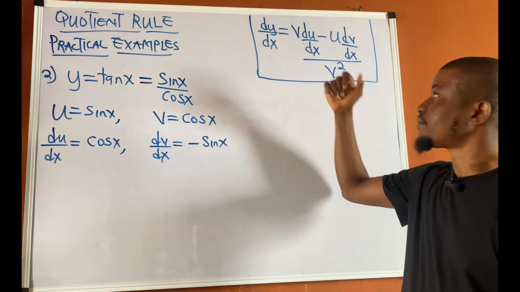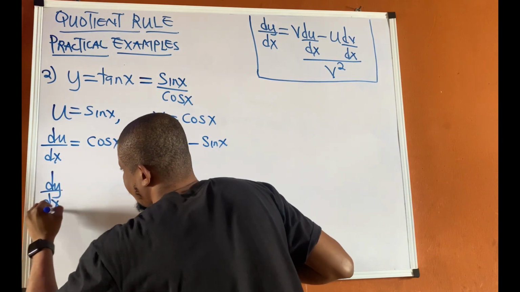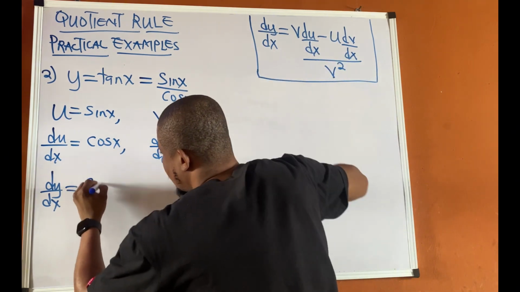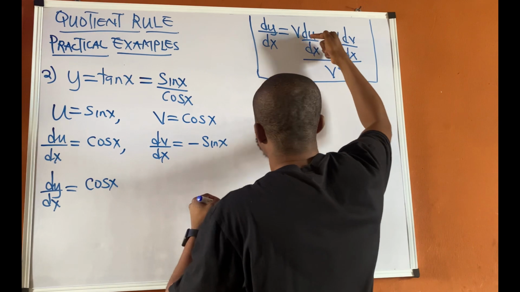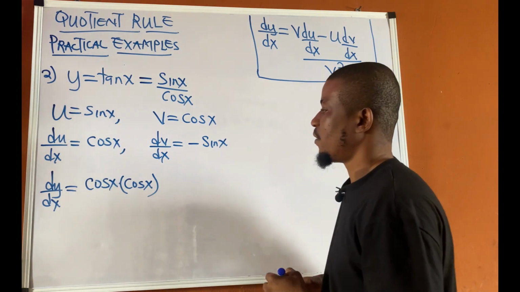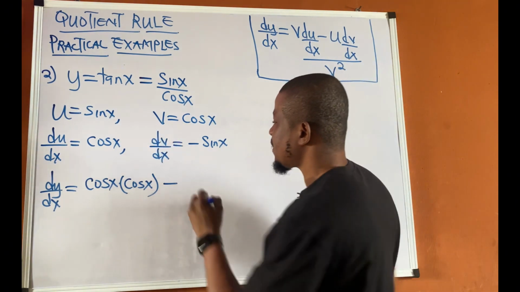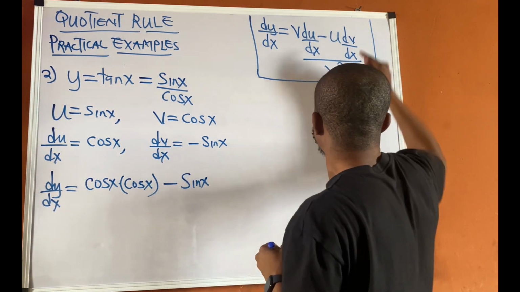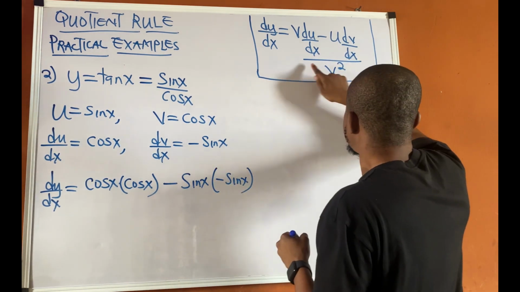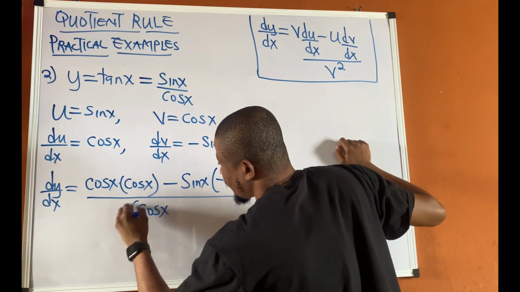And look at my quotient rule here. I simply need to follow this rule strictly. That means my dy dx would be v du dx. V here is cos x, and then du dx is also cos x. And then in minus here, u dv dx. My u here is sine x, and then dv dx is a negative sine x. And then divide through by v squared, all over v squared. V squared is cos x all squared.